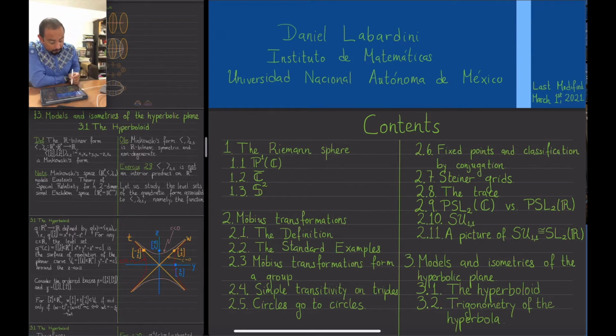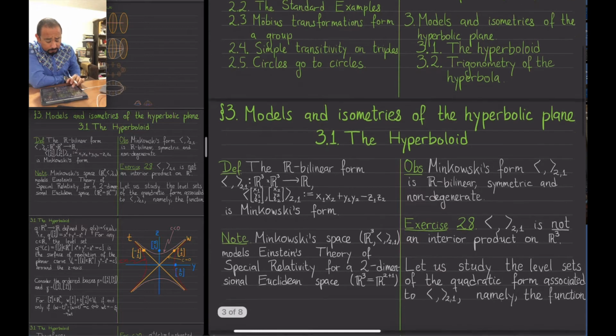Today, I'm going to present the hyperboloid as a subset of R3, and I'm going to see that it is a Riemannian manifold under Minkowski's form, which is different from the Euclidean form. And next class, I'm going to study the isometry group of this Riemannian manifold. Okay, so what is Minkowski's form?